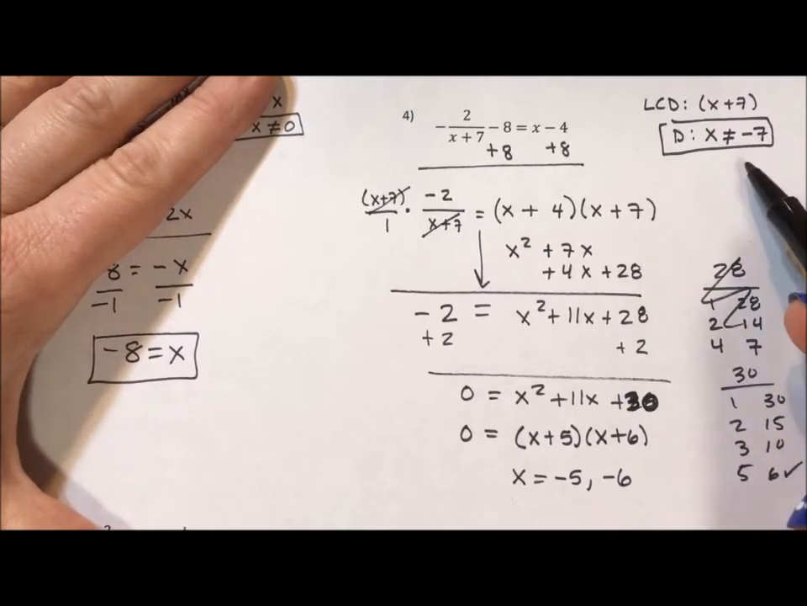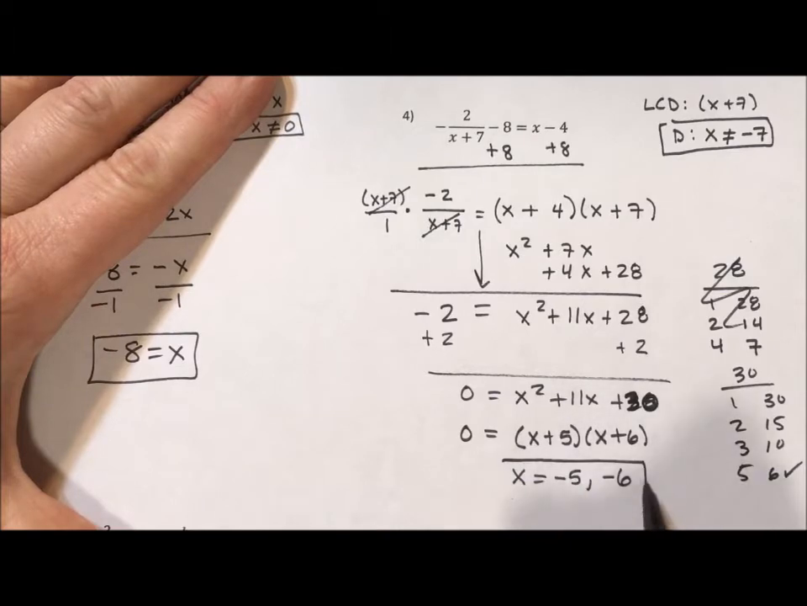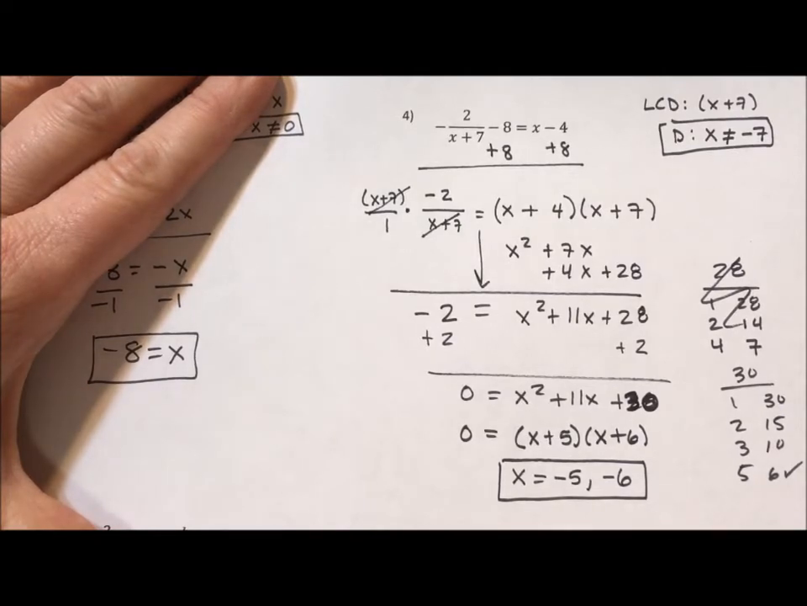I do a quick check with my domain. -7 isn't in my laundry list. I double check by plugging them back into my original equation, which I'm going to leave for you to do, and I highly suggest you do it. And then I call it good.